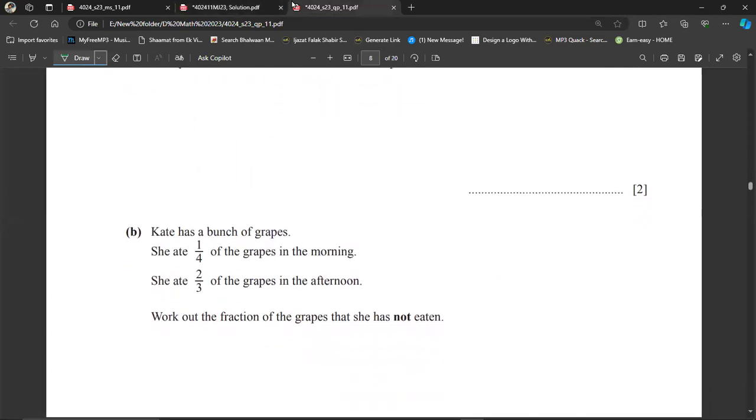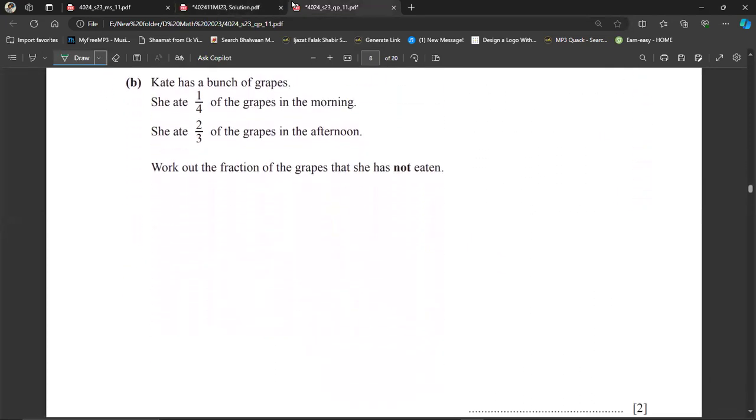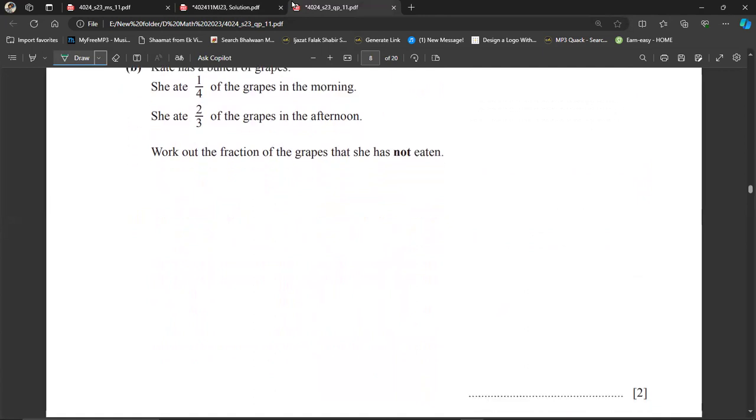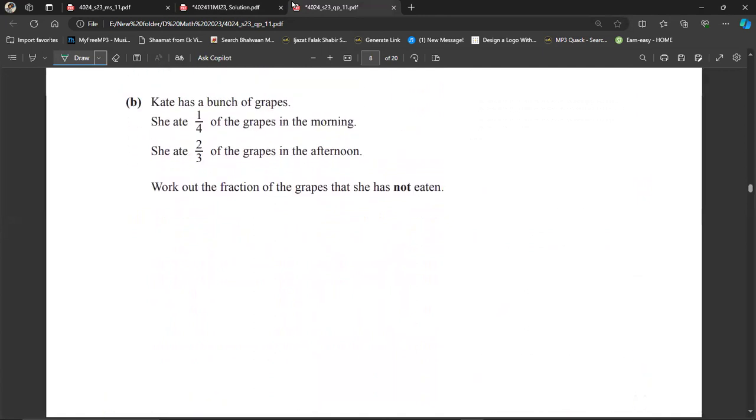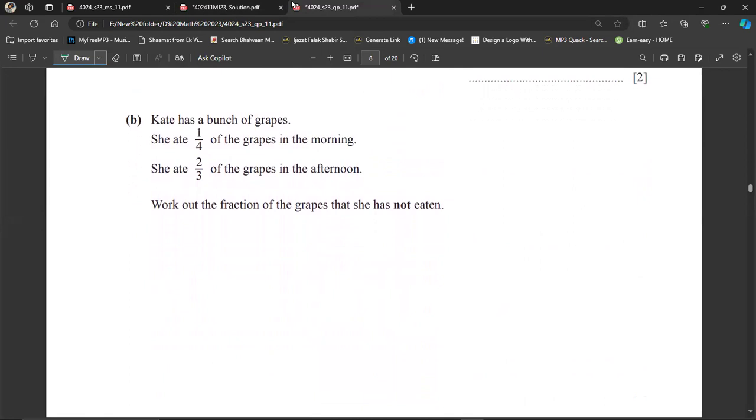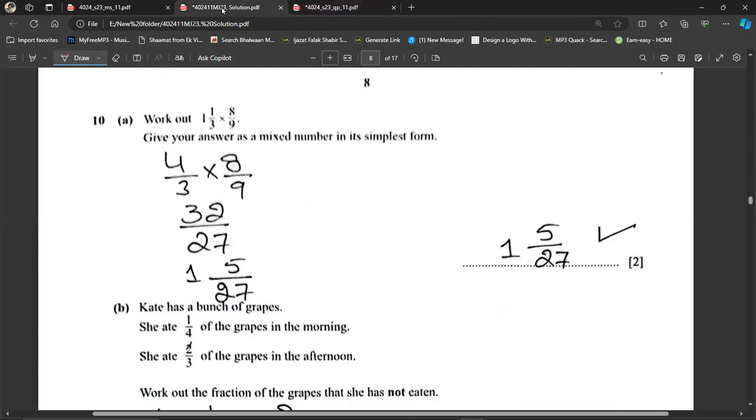Question number 10 is B part. He says, Kate has a bunch of grapes. She ate 1 by 4 of the grapes in the morning. She ate 2 by 3 of the grapes in the afternoon. Work out the fraction of the grapes that she has not eaten. So the fraction of the grapes which she has not yet eaten. In the fraction world, the total is always 1. So from 1, subtract 1 by 4 and 2 by 3. And the remaining is what she has not eaten.